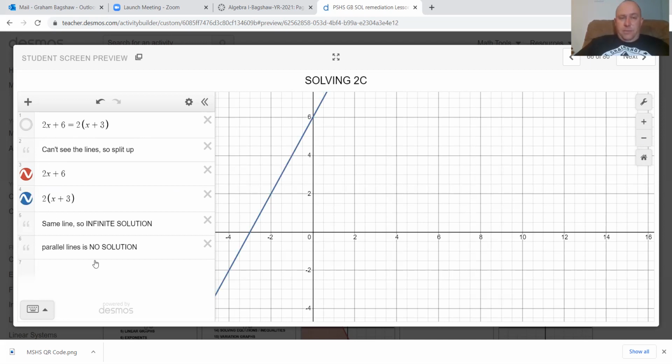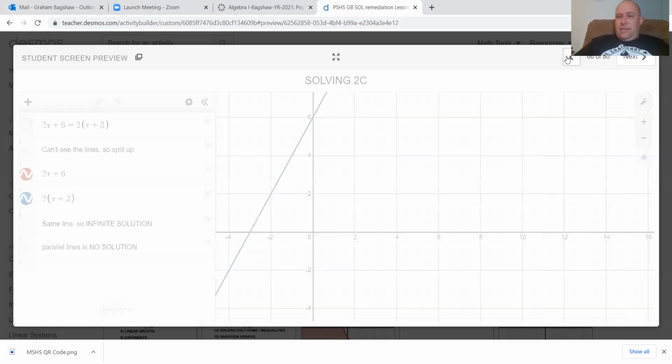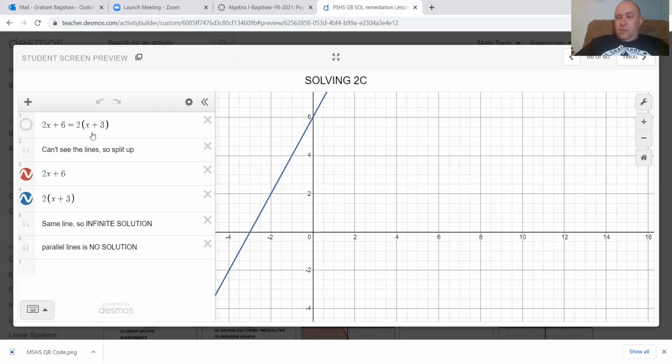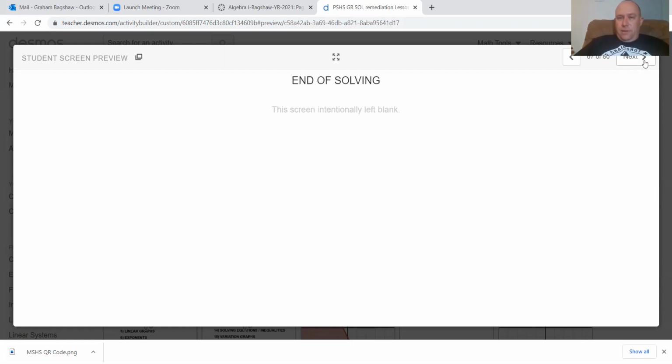So same rule we did for systems earlier. If you see the same line, you're going to put infinite solutions. And if you see parallel lines, you're going to put no solutions. So for this one, this would be infinite solutions. The reason it is infinite solutions is kind of obvious for this one, but you won't always get as easy as this. If you distribute 2 times x, 2x, 2 times 3, 6. So they're identical. That's why we get infinite solutions.